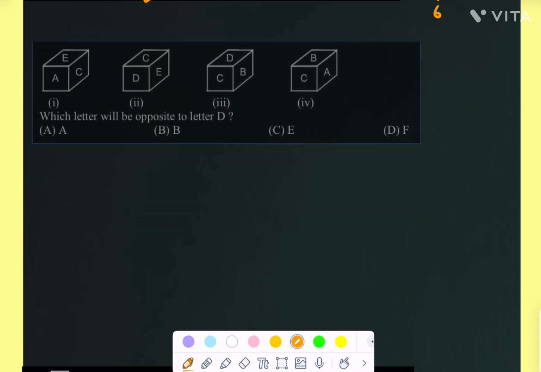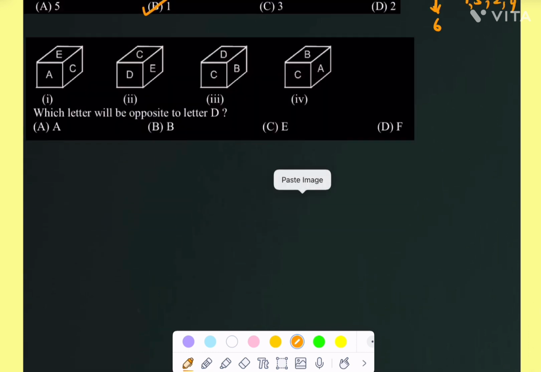And see here also in this diagram, which letter will appear opposite to the letter D, they are asking. So different positions of the dice are given here, and the first one we can compare, right? The first two positions contain what, how many letters are common? E and C are common in the first two. Now automatically the remaining positions are opposite to each other only. A and D are opposite, right? When two different positions are common, the remaining positions are opposite to each other.